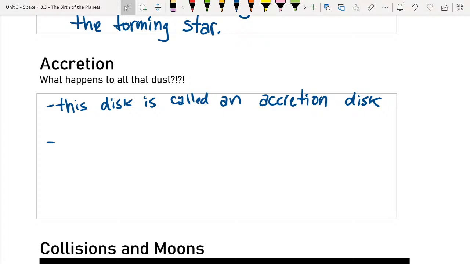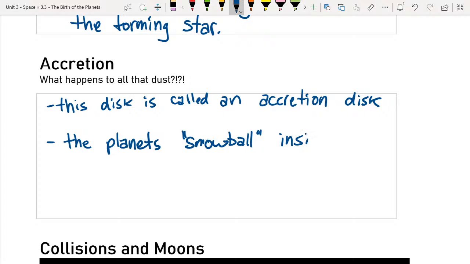Okay, so the disk is called an accretion disk, and the planets snowball inside this accretion disk as it spins.